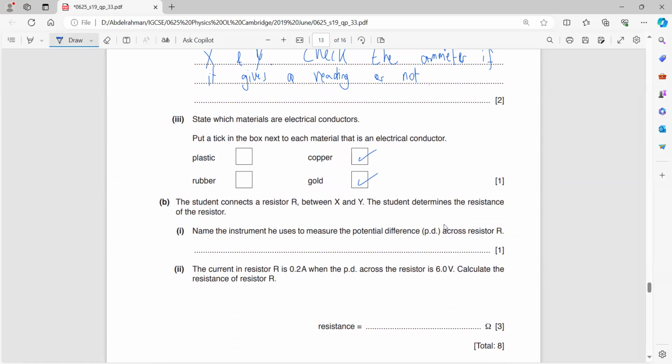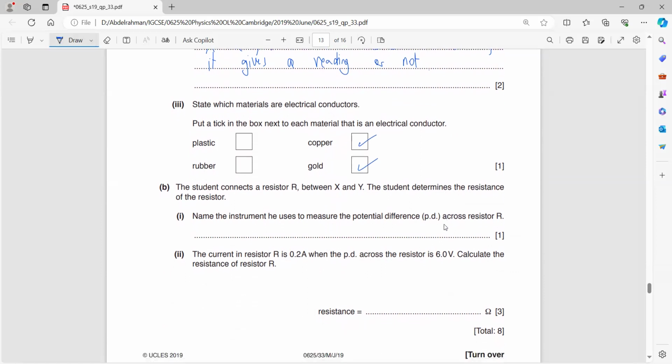The student connects a resistor R between points X and Y. The student determines the resistance of the resistor. Name the instrument he uses to measure the potential difference. Voltmeter. To measure the potential difference is the voltmeter. Yes.